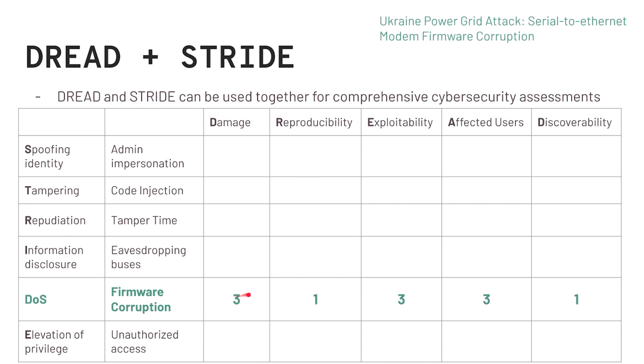So damage was high, the reproducibility was low, it's difficult to reproduce the attack. Exploitability is there, same with the number of affected users, and discoverability can also be thought of as low. Again, there's no perfect right answer for everything. You make an assessment based on what you think. But if you're consistent in your analysis, the point of combining the frameworks is to have a prioritized list to make sure you address what's most important about your system.